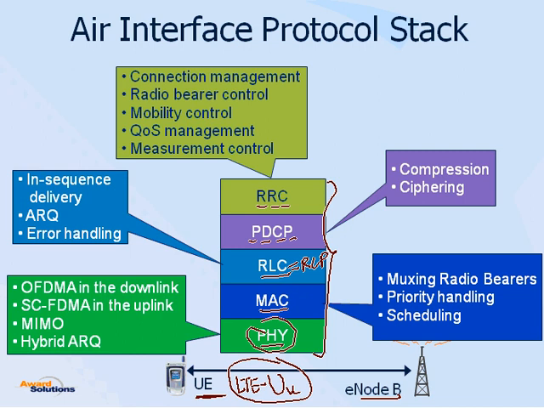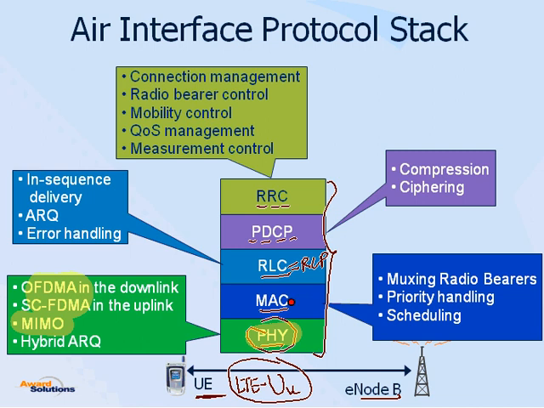Physical layer, PHY, whichever way you want to pronounce it, that's your physical layer. Okay. Now, what does the physical layer do? For example, we say that we are moving away from CDMA. We are now going to an OFDMA type technique. So that's what we are using, the OFDMA approach. We use advanced antenna techniques such as MIMO. So that is also part of the physical layer.